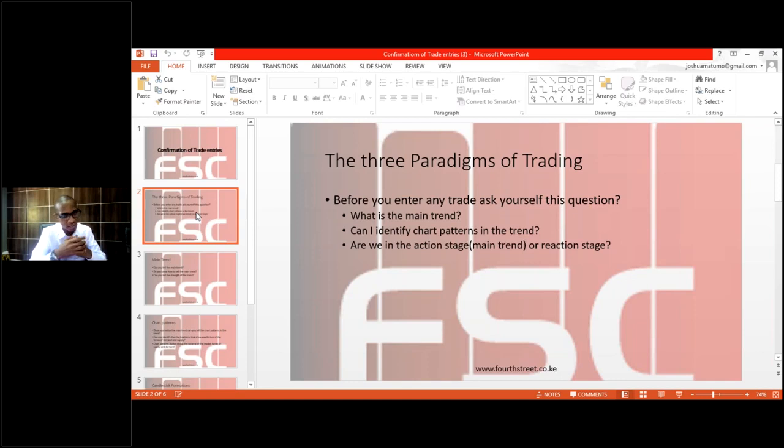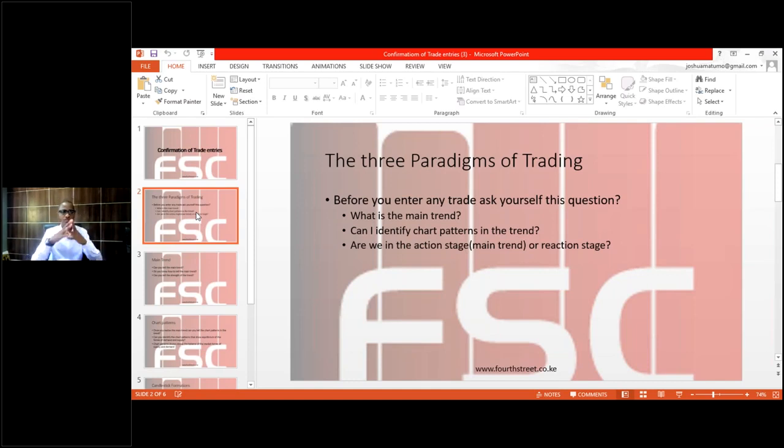And then the second one is, can I identify chart patterns in the trend? Are there any logical price action chart patterns that inform us or help us to set ourselves at an advantage in the forex markets? So this is one of the questions that you have to really understand. And if you can't find a viable, elaborate price action pattern, then it's not worth taking a trade. It's not worth risking your hard earned money in the charts.